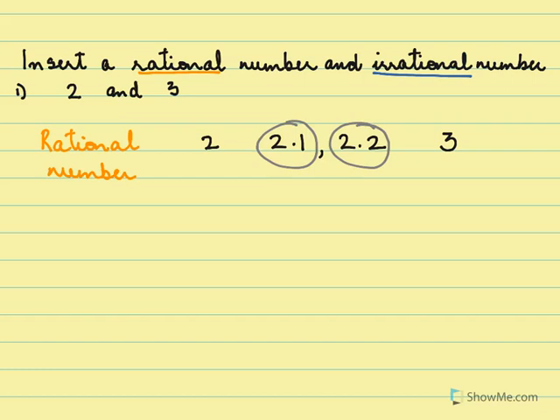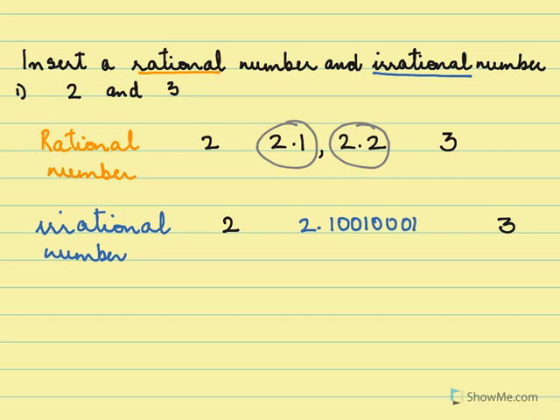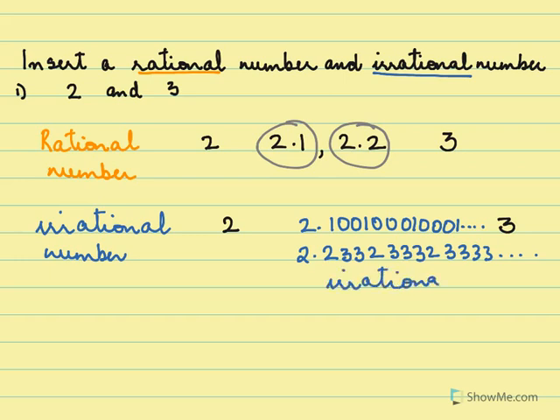I need to find now an irrational number between 2 and 3. Now you know irrationals are non-terminating, non-repeating decimals. So this is 2 and 3. So between them I must write a non-terminating, non-repeating decimal. So I could just do the 100, then you make a pattern. Or you could do 2.233, 2.2333, 2.23333, non-terminating, non-repeating. This would be an irrational number between 2 and 3.